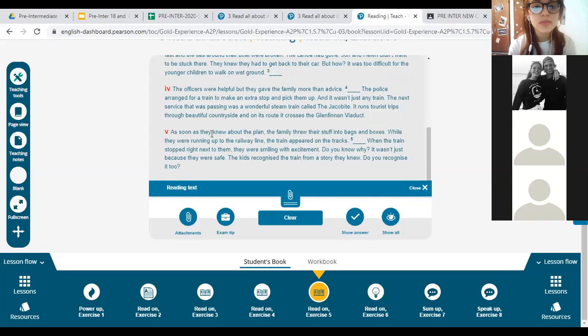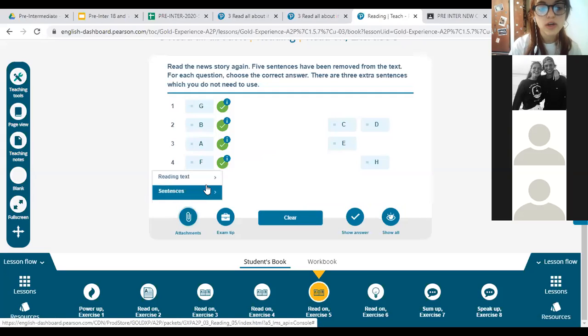Here, they know about the plan. They throw their stuff into bags and boxes. They run up to the railway and the train appears. Something happens. When the train stopped right next to them, they were smiling with excitement. Take a look. Who are they?